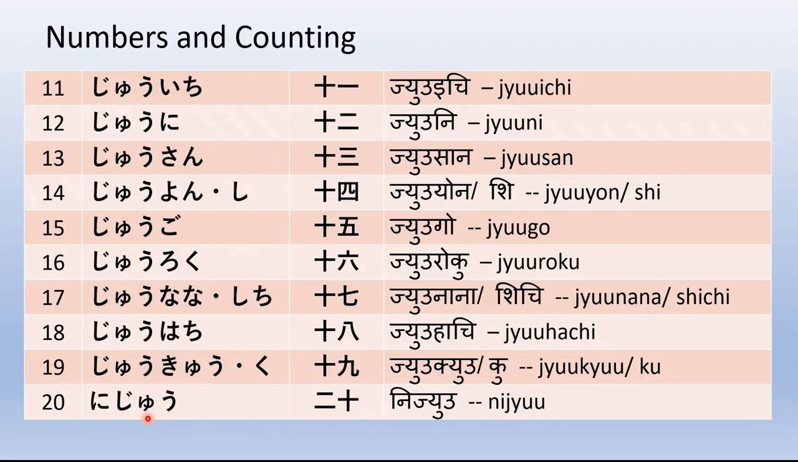So let's proceed from 11 now. 11 will be 10 plus 1. In Japanese, it is written as juu ichi. Juu means 10, ichi means 1. So 10 and 1, 11, which is juu ichi.